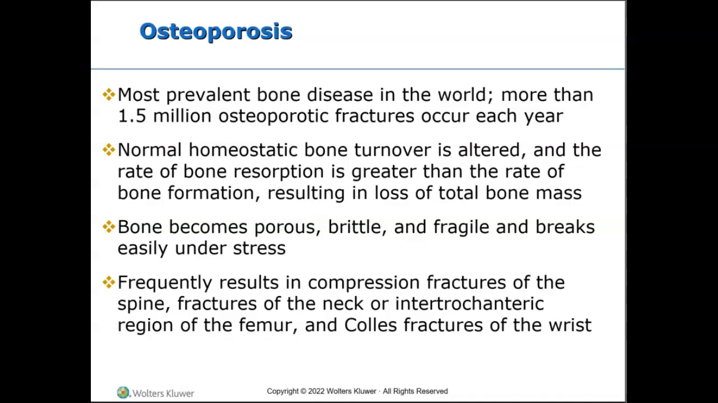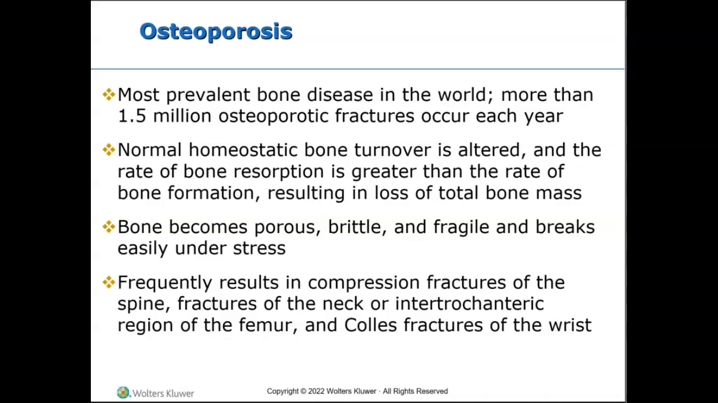It frequently results in compression fractures of the spine, fractures of the neck of the femur, Colles' fractures in the wrists, right? Again, many people are unaware that they even have osteoporosis until they get a fracture. And then when they go in to get care for that fracture, they find out they in fact have brittle bones, right?